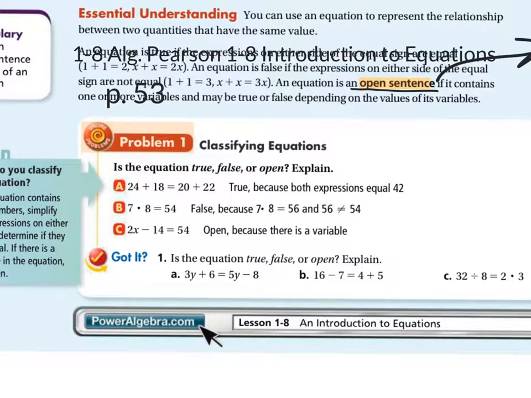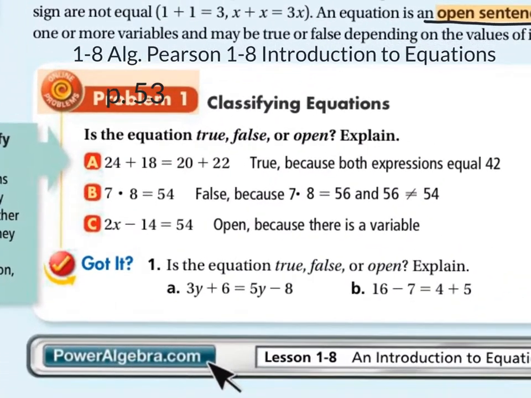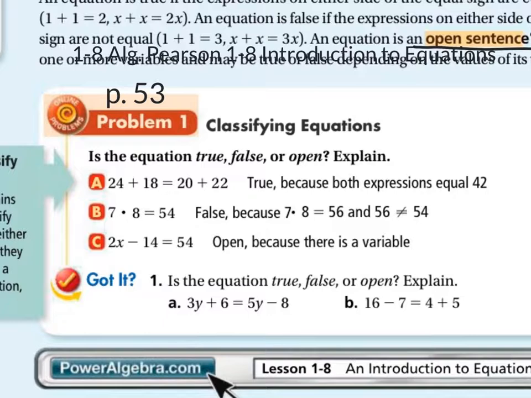If you look at problem 1, they're asking if these equations are true, false, or open. Part A, there's no variable in it, so it's either true or false. Either it works or it doesn't. If you add those together, you get 42 on both sides. That's a true statement. That equation is true. Part B, again, no variables. 7 times 8 is 56. 56 is not equal to 54, so that equation would be false.